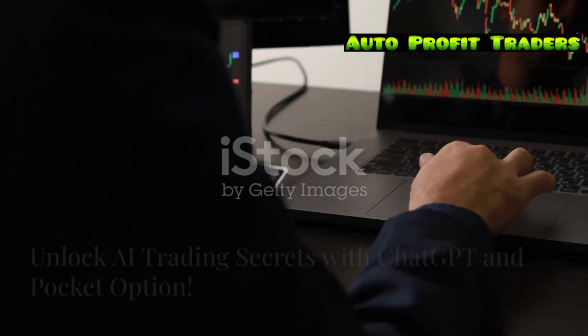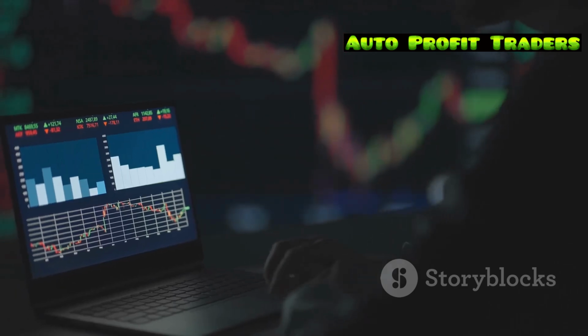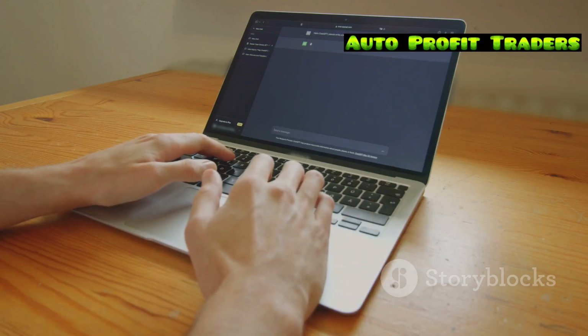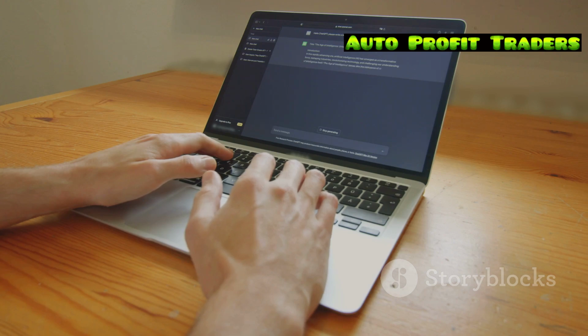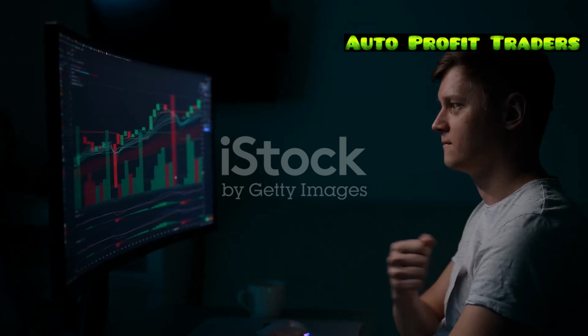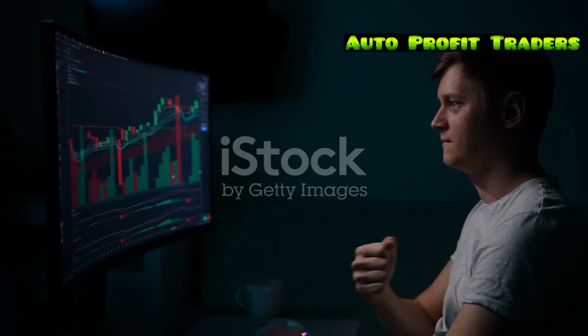Hey there, beginner traders. Have you ever thought about revolutionizing your trading game with AI? Today, I'm going to show you exactly how you can use ChatGPT alongside Pocket Option to build a trading strategy that works in 2025. And the best part? You don't need any prior experience to get started.